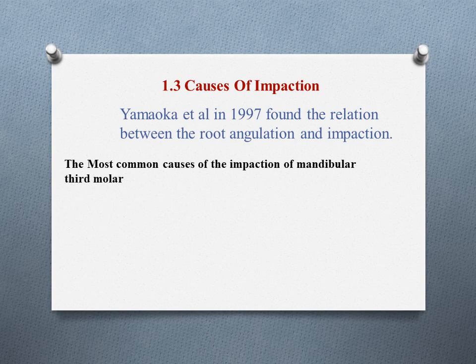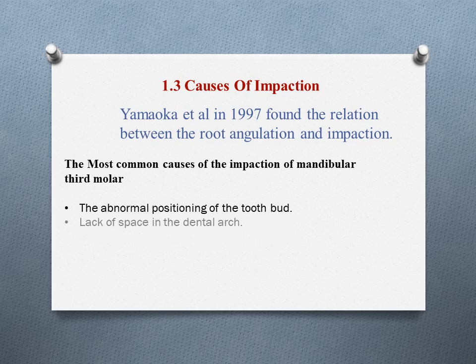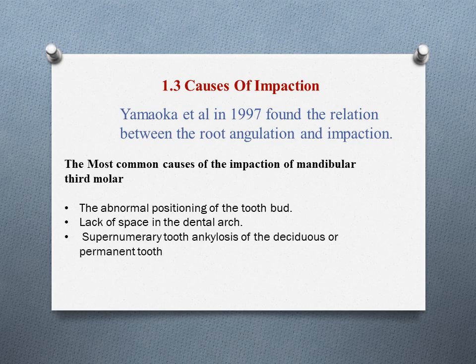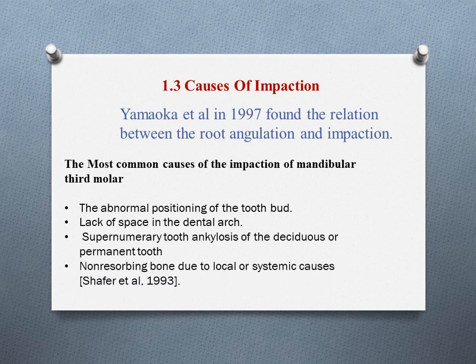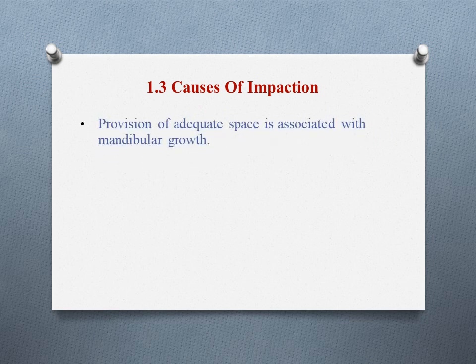The most common causes of impaction of mandibular third molar are the abnormal position of the tooth bud, lack of space in the dental arch, supernumerary tooth, ankylosis of deciduous or permanent tooth, non-resorbing bone due to the local or systemic cause. A provision of adequate space is associated with mandibular growth. In a previous study, it was demonstrated that premolar extractions had a positive influence on the developing mandibular third molar angulations.